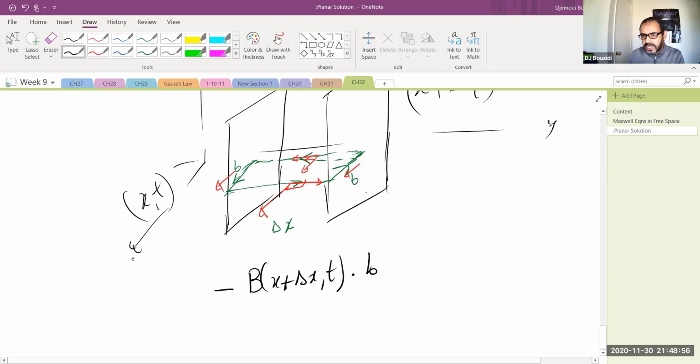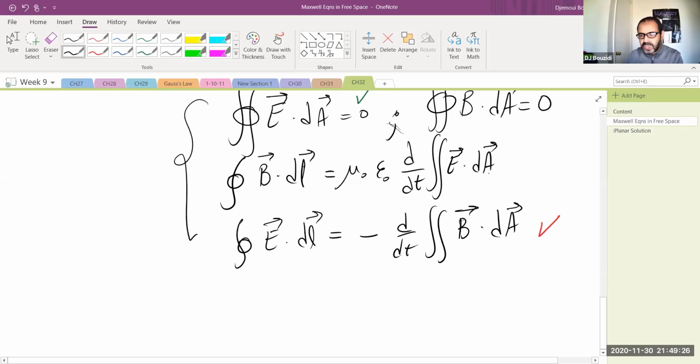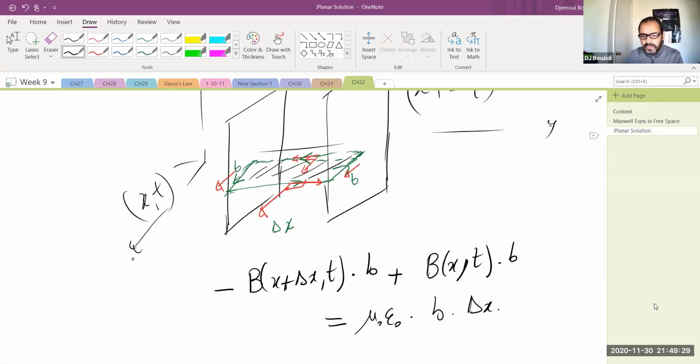So the only part of the integration is just going to be B, in the same direction, so it's going to be positive, B at x and t times b. This is on one side. This must be equal to the time derivative. I have mu naught epsilon naught first, times this area. This area is b times delta x, and the last part in here is the time derivative, because this expression has a time derivative too. It's the rate at which the flux of the electric field is changing.